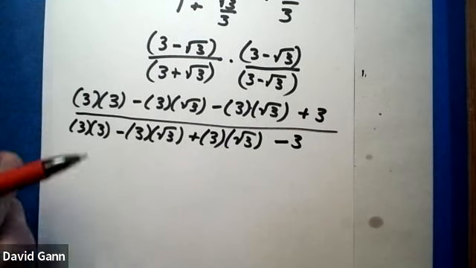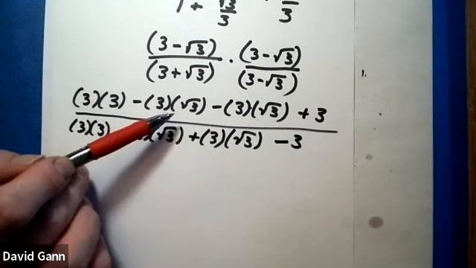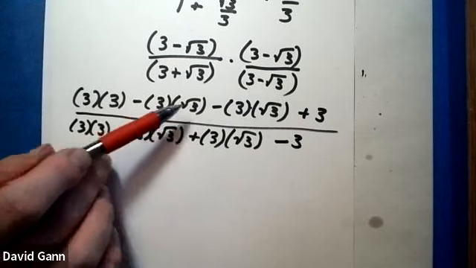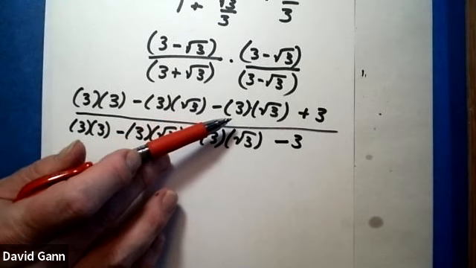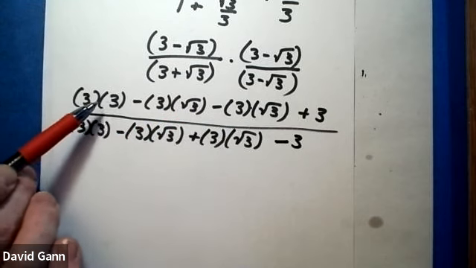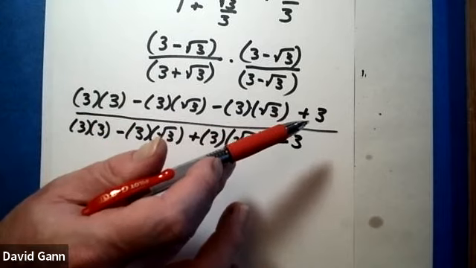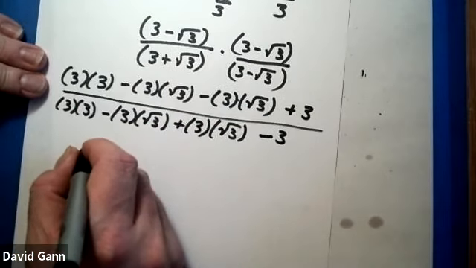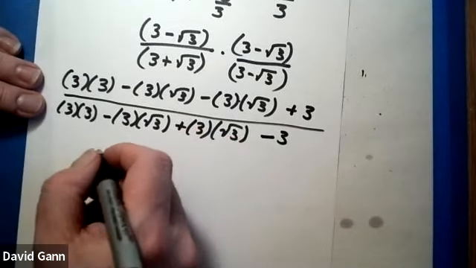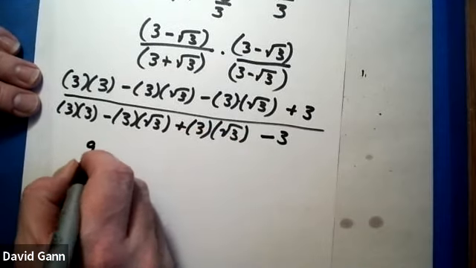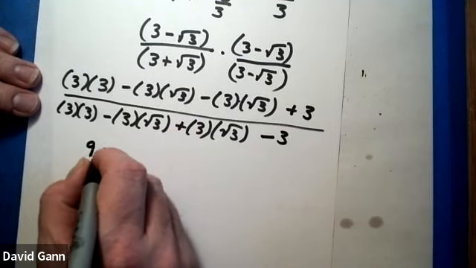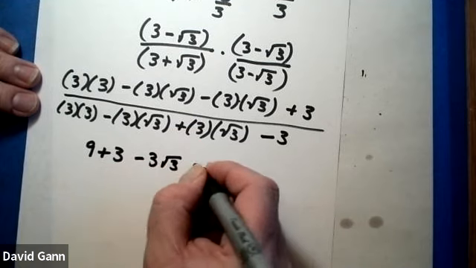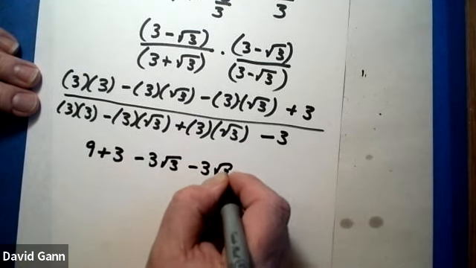So what I'll do now is I'm going to collect these in terms of the radicals in the top. We'll have minus 6 times square root of 3, and then the non-radicals, 9 plus 3. So the numerator reduces down to 9 plus 3 minus 3 root 3 minus 3 root 3. I'll do this in a couple steps.